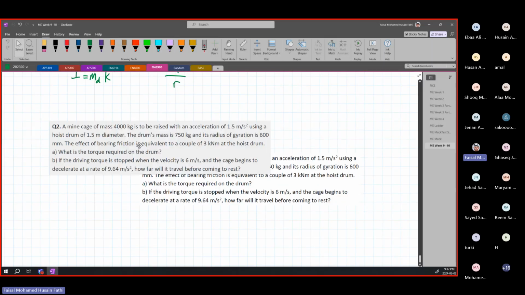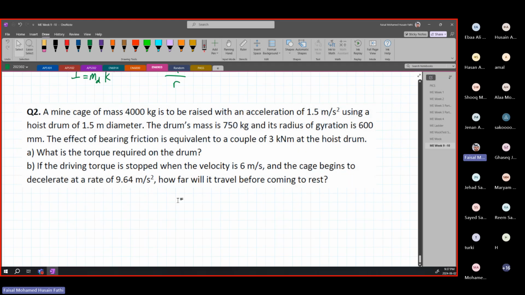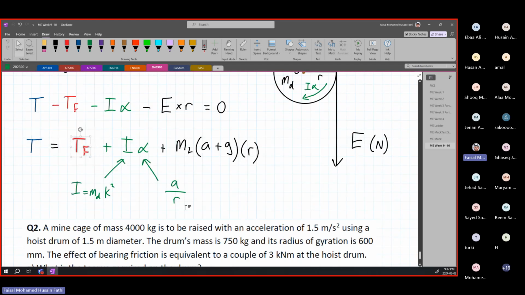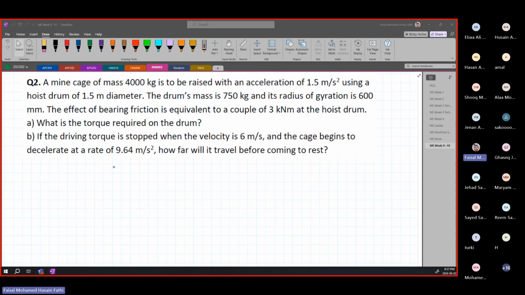All right. The first one is very similar to this. If anything, it's much easier than this because friction is also neglected. So basically your T_F is 0. But let's start with the second question. Okay. So read the question very carefully. A mine cage, this is basically your load. All right. This is your load. Let me keep the load color as orange.